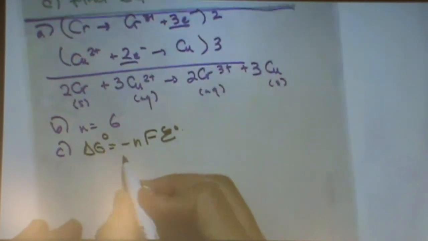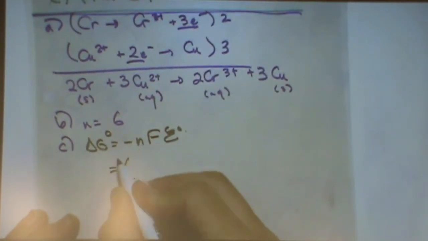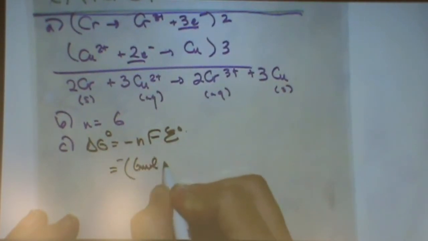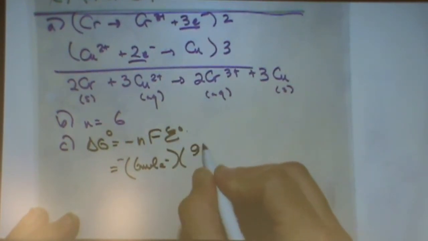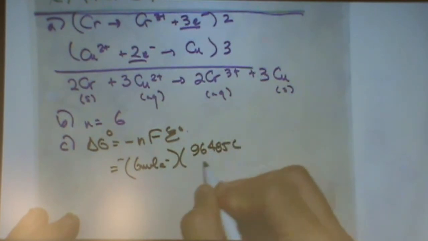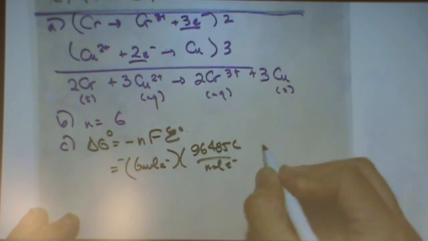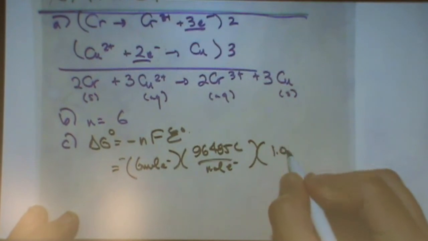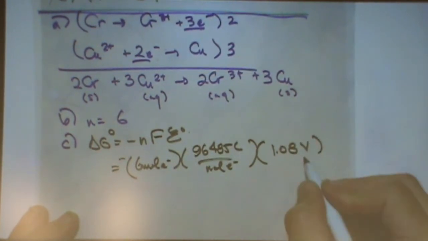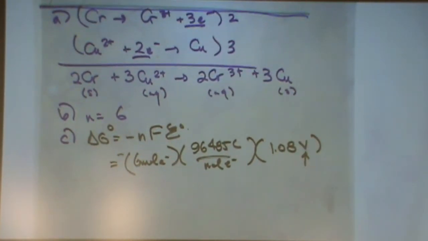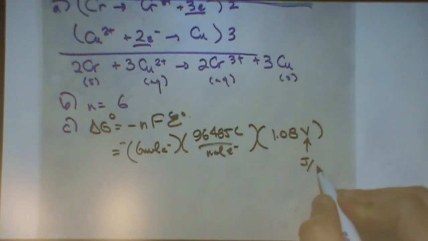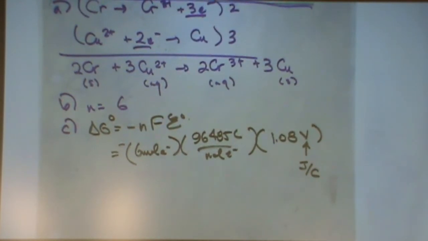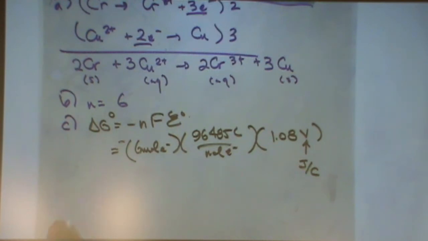Okay. So this would just merely be minus 6 moles of electrons. F is 96,485 coulombs per mole of electrons. And then it was given in the question 1.08 volts. A volt can be simplified to what other units? Joules per what? Coulomb. Yeah, so the coulombs will cancel, and that's how you get joules as the answer in delta G.